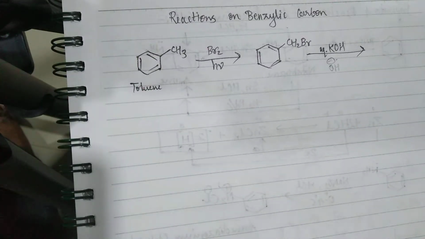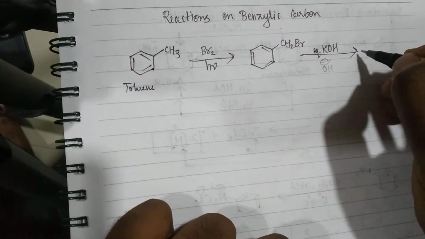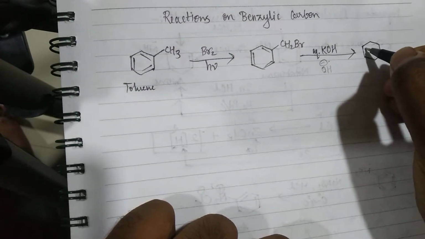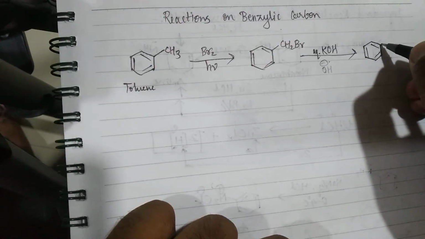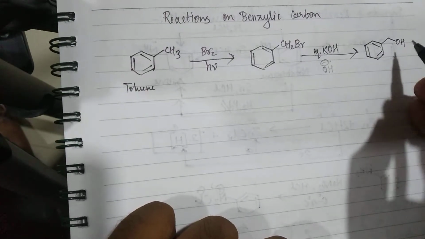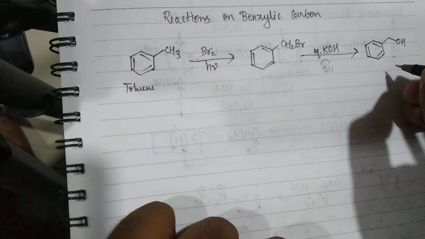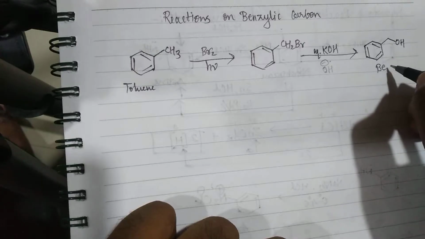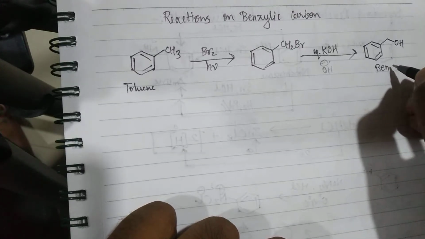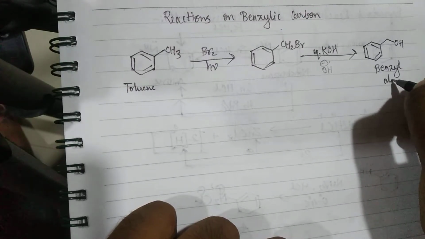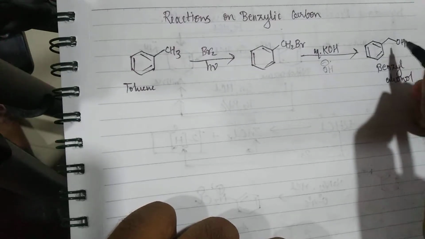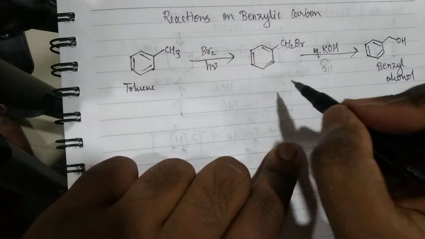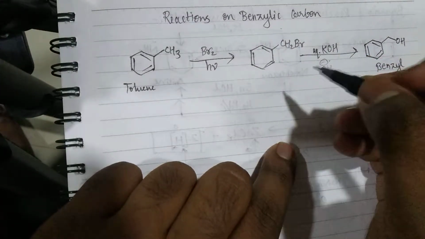OH minus will replace Br. So you have benzyl alcohol. The name of this compound is benzyl alcohol. So this corner is CH2. I'll start introducing these skeletal structures for you all. This is benzyl alcohol, OH attached to the carbon which is attached to the benzene ring. Now let's take the next nucleophilic reaction.